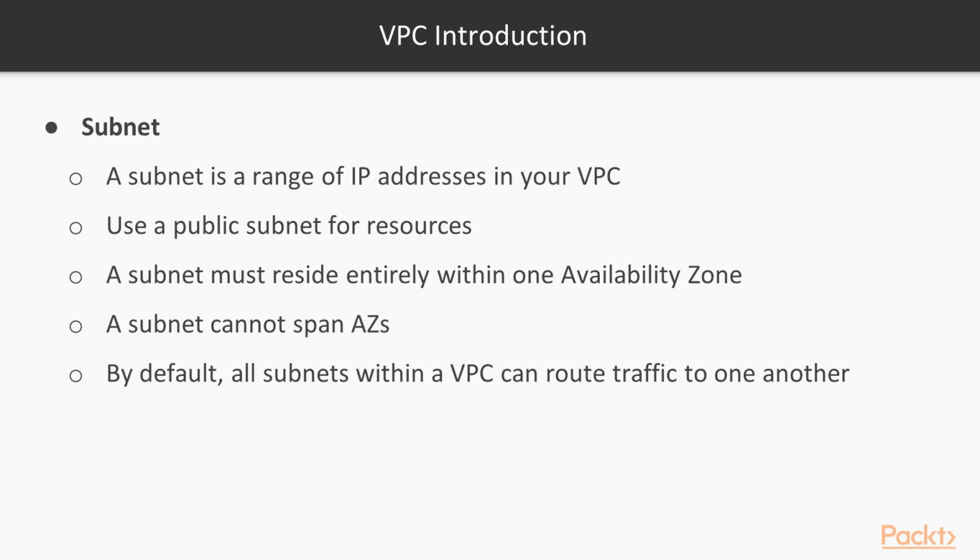A subnet is a component of the VPC and is a range of IP addresses in your VPC. You use a public subnet for resources that must be connected to the internet, and a private subnet for resources that won't be connected to the internet. A subnet must reside entirely within one availability zone, and a subnet cannot span availability zones. By default, all subnets within the VPC can route traffic to one another.